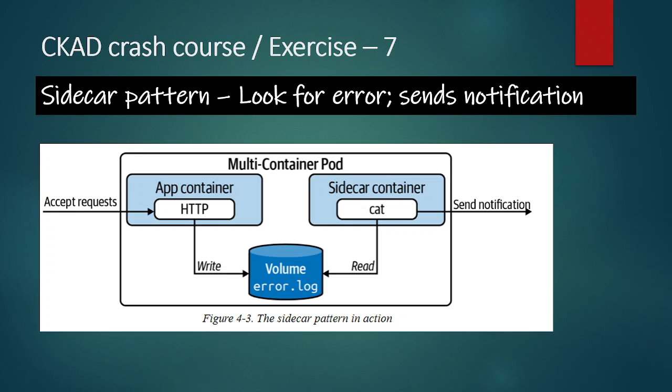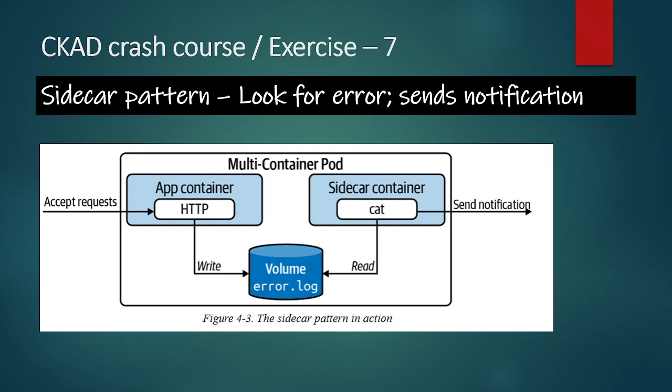Hello all, so today we are looking at exercise number 7. We are going to accomplish the sidecar pattern. What we are going to do here is create a pod which constitutes two containers. The very first container will be the main container, which will be acting as an Nginx web server, serving the incoming requests.